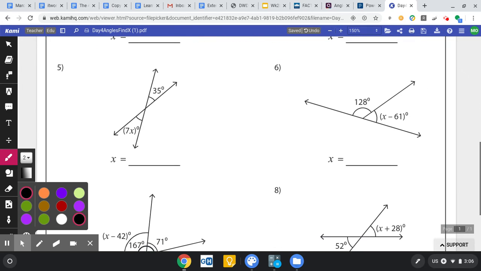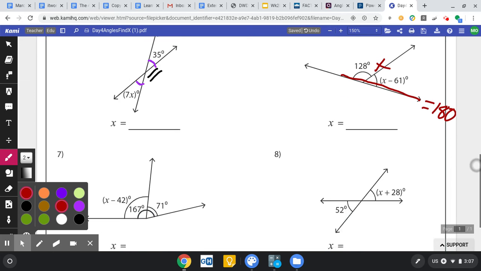Okay. Number 5, once again, you're going to set them equal to each other because they are vertical. They have the same value. All right. Here's another supplementary. So if you add them, they should equal your 180. Okay, so x minus 61 plus my 128 is going to equal my 180.